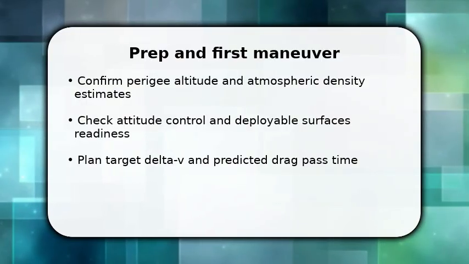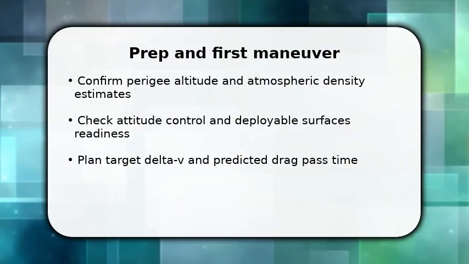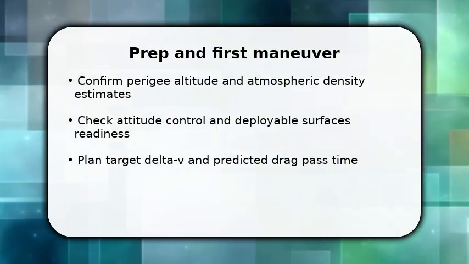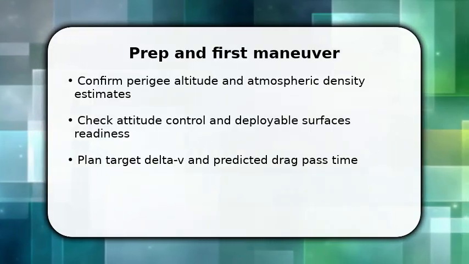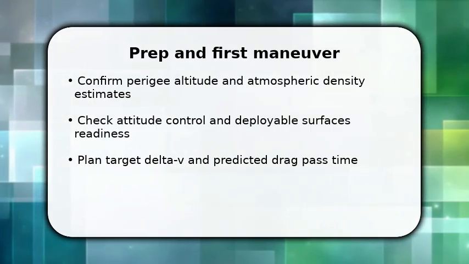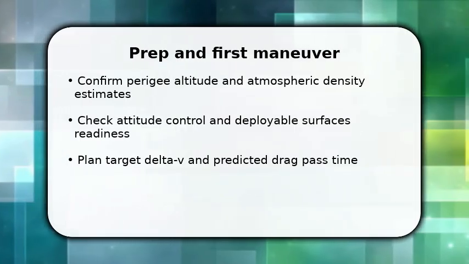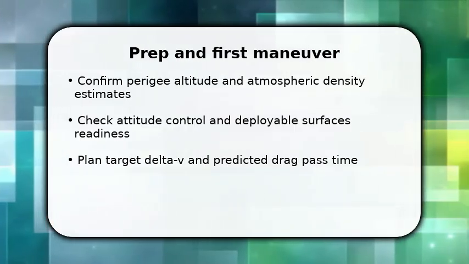You start by locking down the essentials. Confirm perigee altitude and local atmospheric density so you know how much drag to expect. Once done, verify attitude control and any deployable surfaces are operational because orientation creates the drag vector.